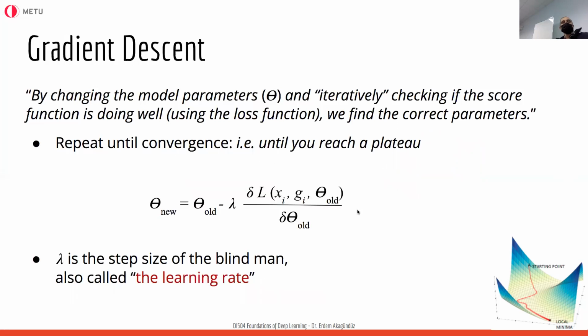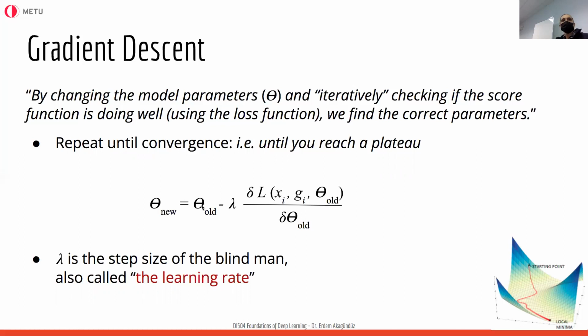Okay, so what the blind man does is feeling the slope with its steps. Okay, guys, this is the step size, lambda. This is the felt slope, the slope you're feeling right now, which is the derivative, the partial derivative, with respect to every parameter in your score function. So this is where I am as the blind guy, and this is where I will be next time.